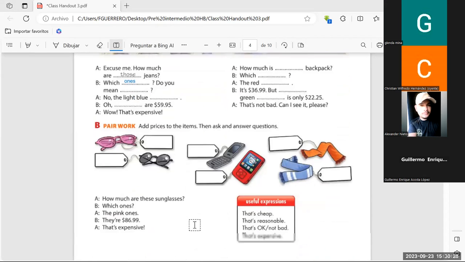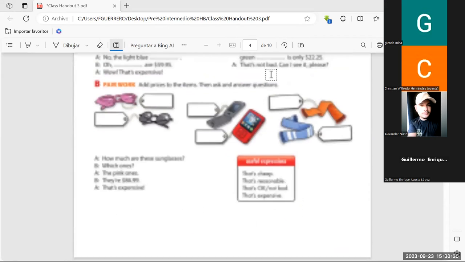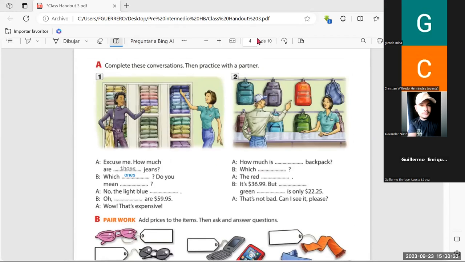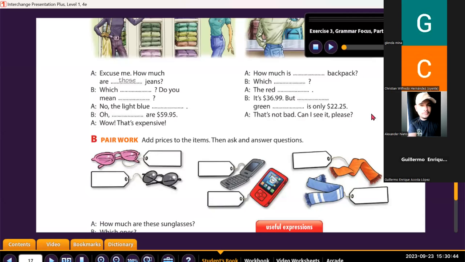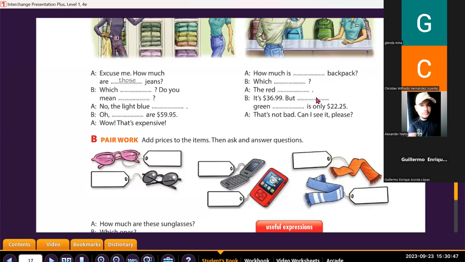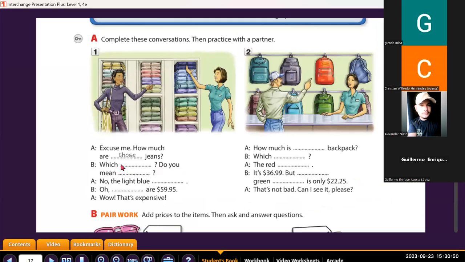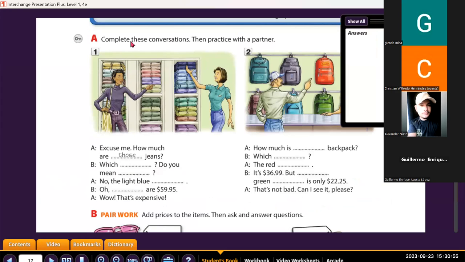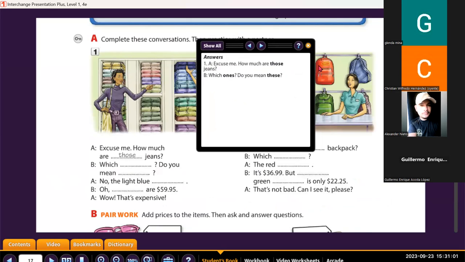Have you finished? Creo que sí. Finish. Hey, let's check your work. Volunteer for the first conversation, the part A. We have it done. Excuse me, how much are these jeans? And then for the B, we said, which ones? Do you mean this? Do you mean this?